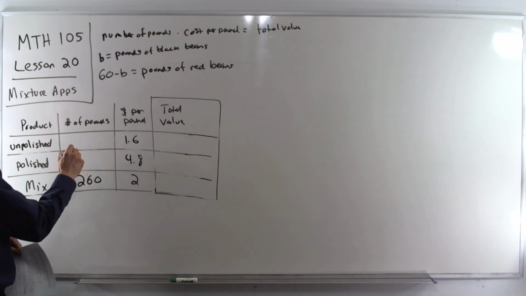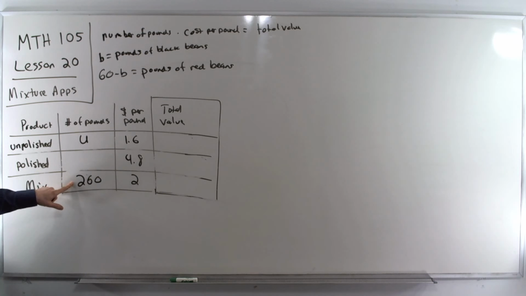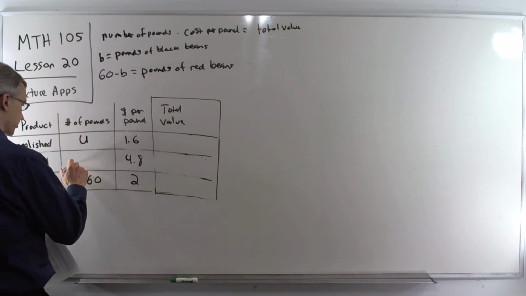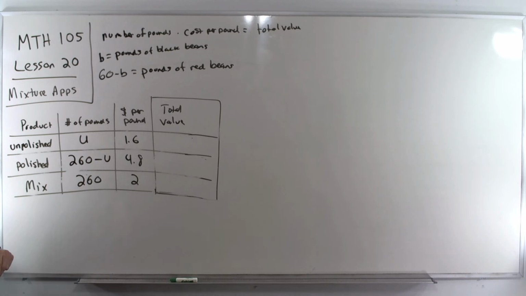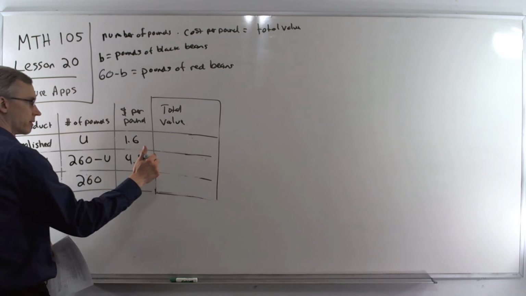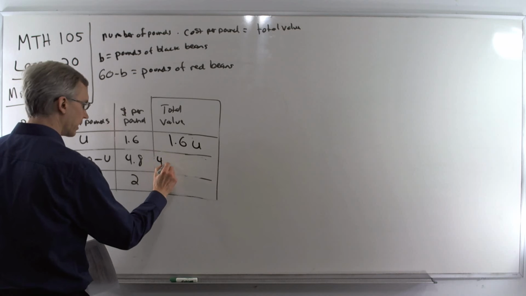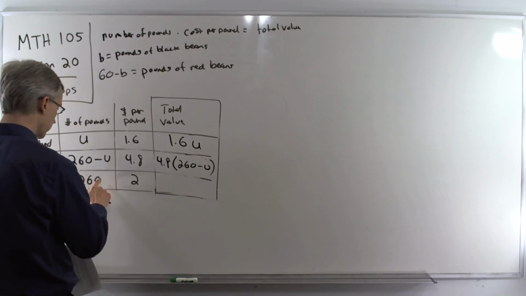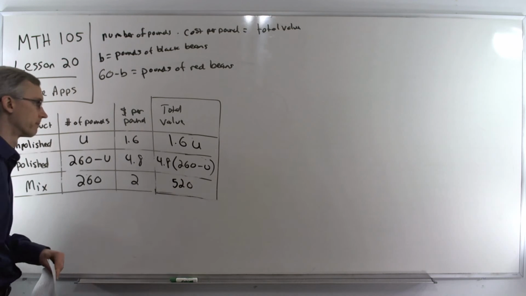So I'm going to define U to be the amount of unpolished rock. And so if we're getting 260 total, and we want to know the amount of polished rock, we have to subtract the amount of unpolished rock. So that's 260 minus U. Now we're ready to multiply straight across. So U times 1.6, that's 1.6U. And here we're going to do 4.8 distributed into 260 minus U. And here we do 260 times 2, that is 520.